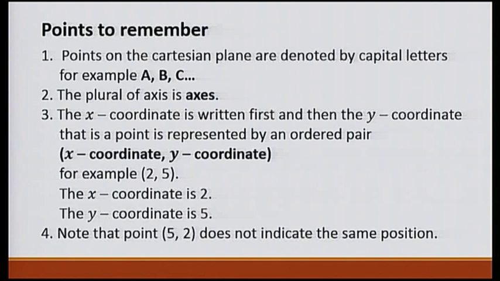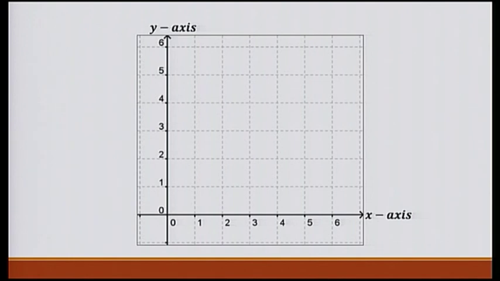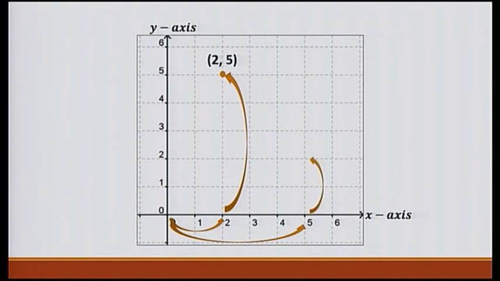Let's plot these 2 points so that you will see that they are 2 different locations. We have a graph, the x-axis, the y-axis. Let's plot (2, 5). 2 is the x-coordinate, 5 the y-coordinate. This is the location of (2, 5). Now (5, 2). 5 is the x-coordinate, 2 is the y-coordinate. This is the location of the point (5, 2). You will see that they are 2 different locations.